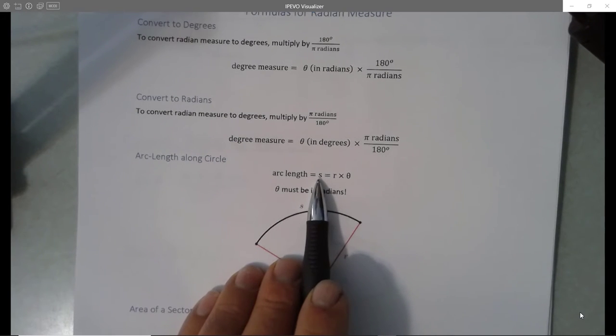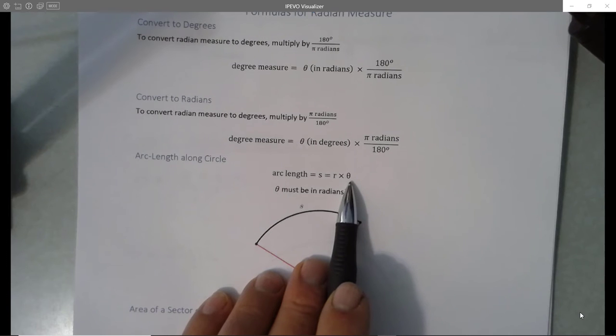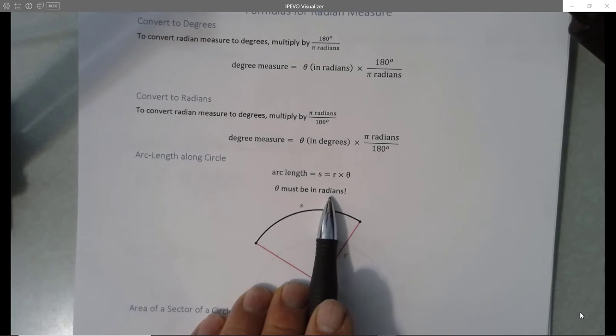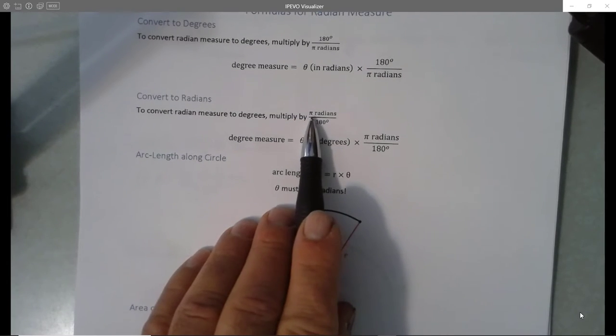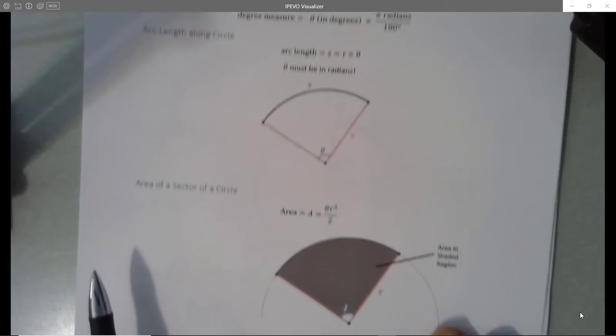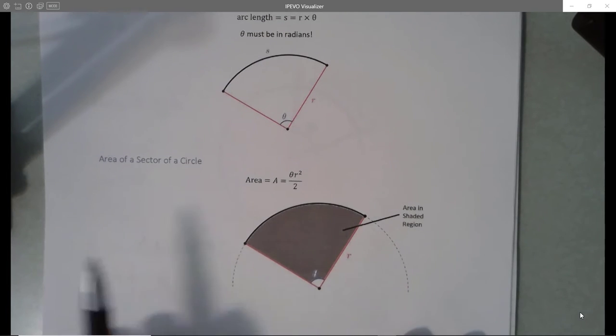The next one we've mentioned before, the arc length along a circle. If you know this angle here, theta, the arc length S is given by the radius times theta, where theta must be expressed in radians. By the way, if it's not expressed in radians, then you would multiply it first by pi radians over 180 degrees to convert it to radians, and then you could multiply it by the radius, and you'd have the arc length.